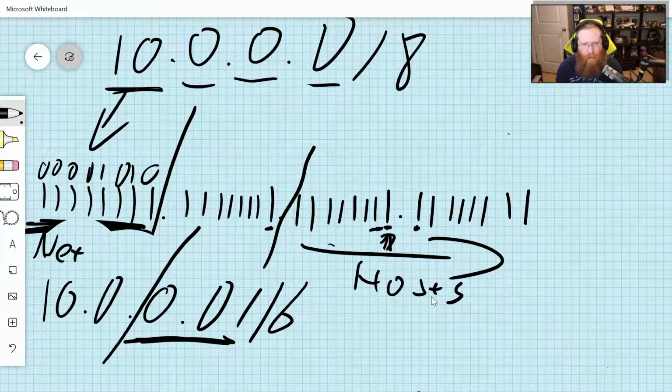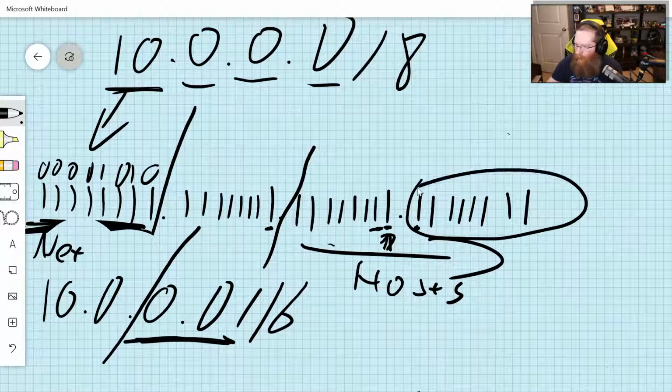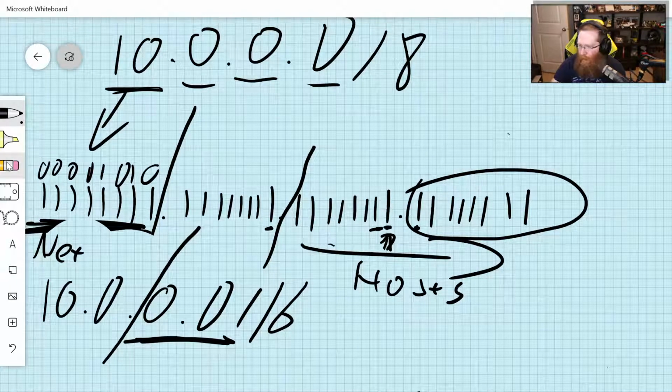So this is the essence of it, okay? Most people, when they start out subnetting, start out with a /24. So we're only going to deal with this last octet, and that's where I'm going to focus the rest of this conversation.